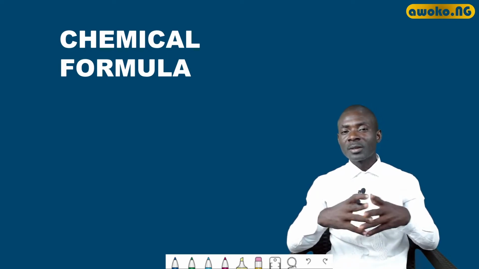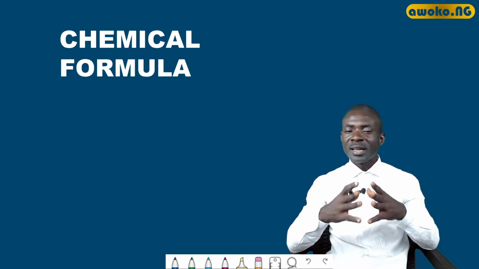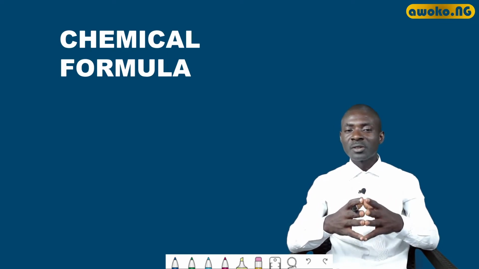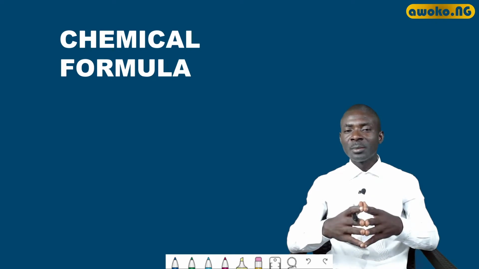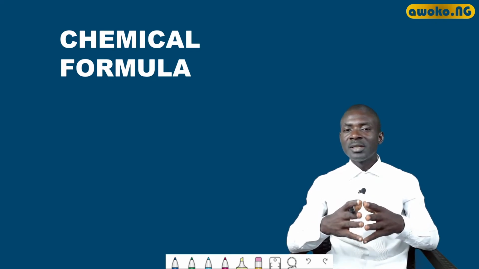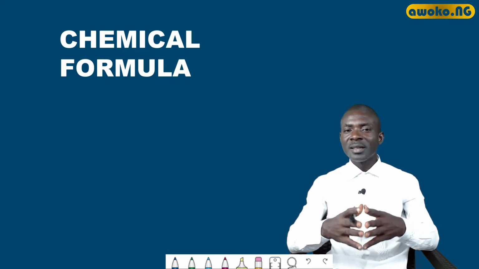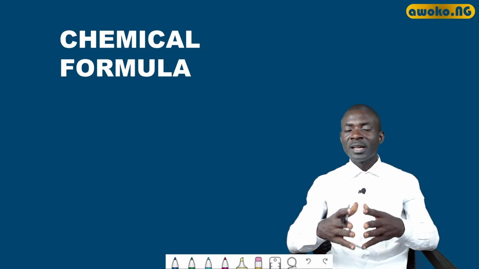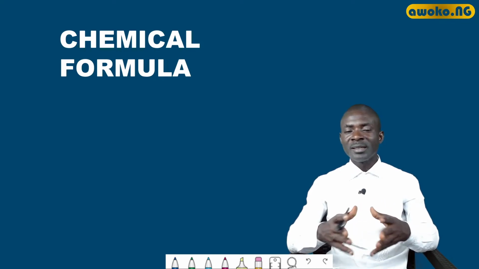Just as we talked about chemical symbols, where we said a chemical symbol is a shorthand representation of an atom of an element, in this case, a chemical formula is made up of different symbols joined together with the number of atoms present in the compound. A chemical formula can be used in writing a simple equation where the number of moles of reactant and the number of moles of products are indicated.